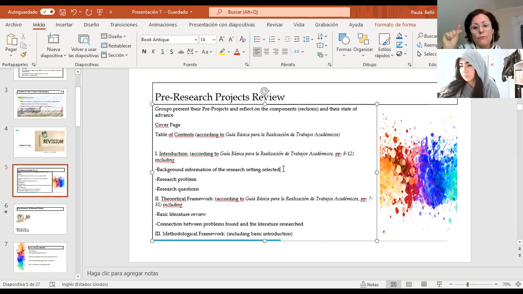We cannot study everything. And research questions. One step forward is to have objectives. We are going to go from the questions to objectives and be able to work flexibly, because they are very much related. And basic literature review: you revised something around the topic, some connections between what the literature says and what you found in the reality, and a very brief methodological framework because you knew very little. This is what we are going to continue.